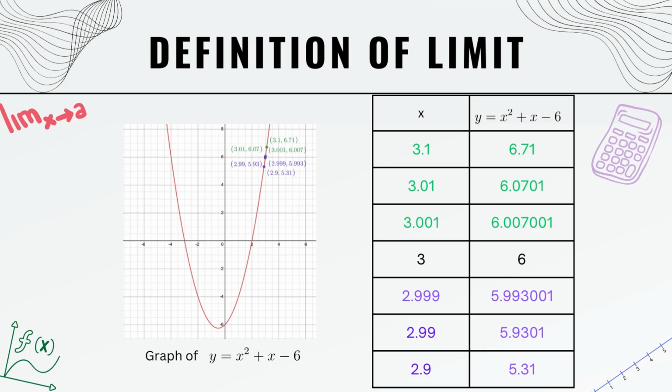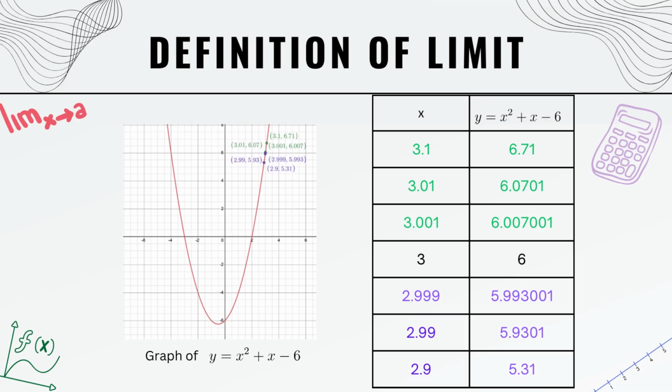For better visualization, let's look at this graph of y equals x squared plus x minus 6, and its value table over here. What I'm trying to do here is let x approach 3 from values that are greater than 3, which are labeled in green, and from values that are smaller than 3, which are labeled in purple. Do you notice any pattern from the value table? That's right. As x approaches 3 on either side of 3, y seems to become sufficiently close to 6. The limit of this function is the value of y when your x value approaches 3, which is 6.